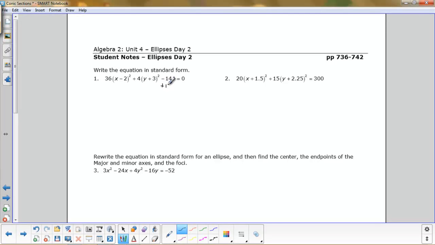I'm going to begin by moving the 144 to the other side of the equation, and from there I will divide out 144 to get that familiar 1 value on the other side of the equation. So remember, in standard form of the equation, this number must be 1, and the way to do that is by dividing both sides by 144.